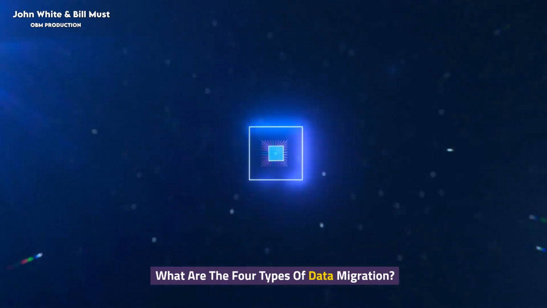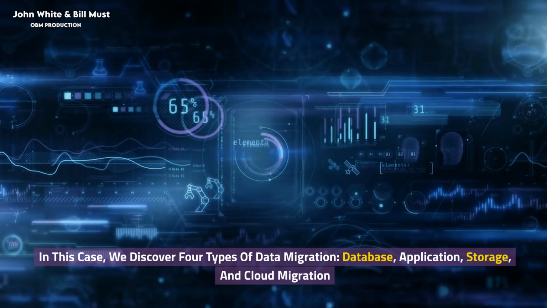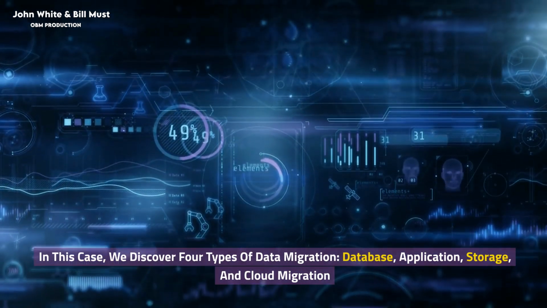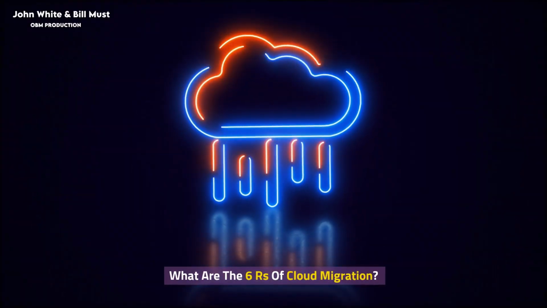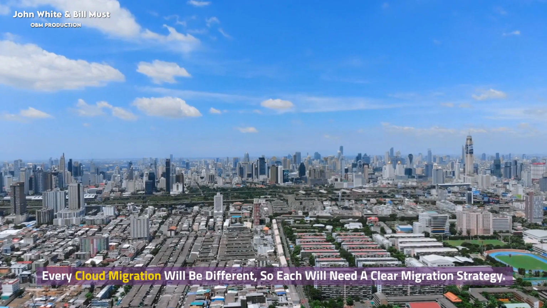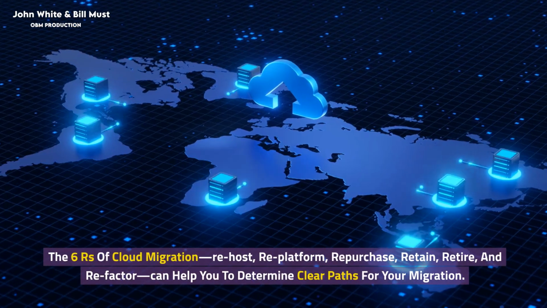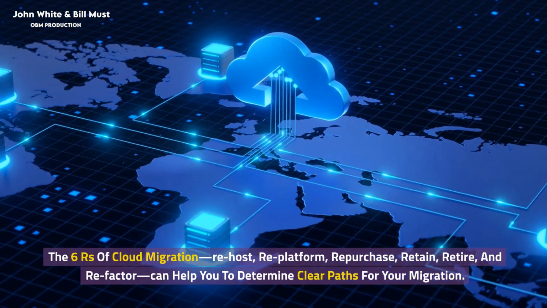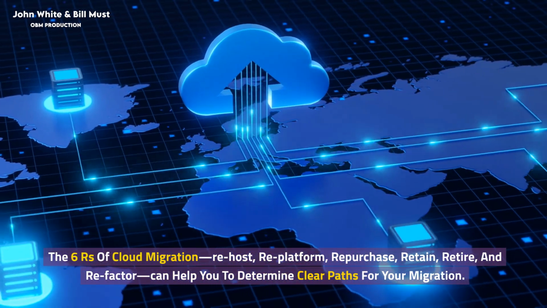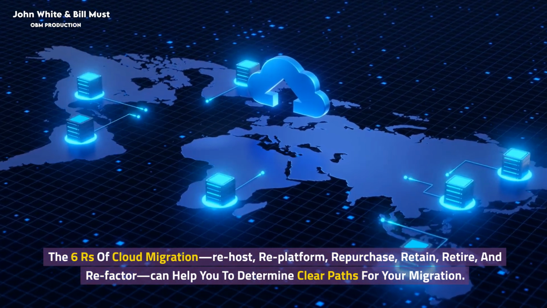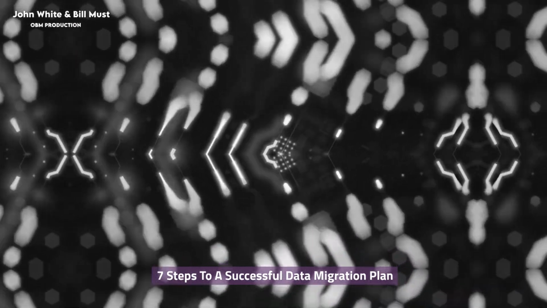What are the 4 types of data migration? In this case, we discover 4 types of data migration: database, application, storage, and cloud migration. What are the 6 R's of cloud migration? Every cloud migration will be different, so each will need a clear migration strategy. The 6 R's of cloud migration: rehost, replatform, repurchase, retain, retire, and refactor, can help you to determine clear paths for your migration.